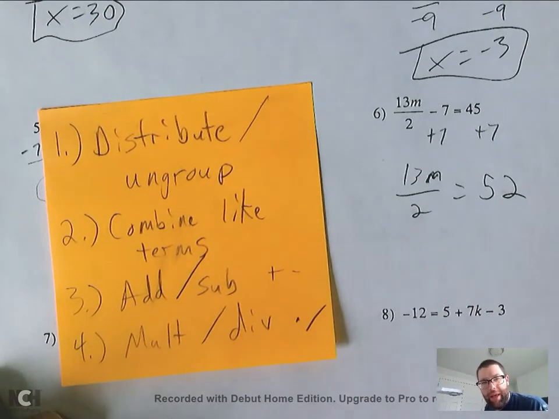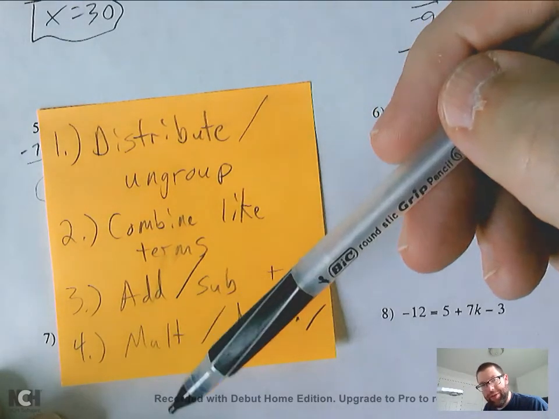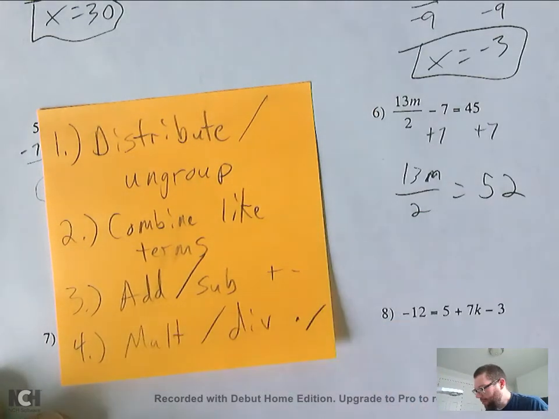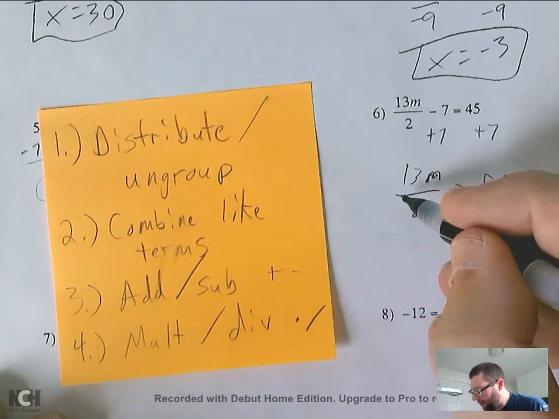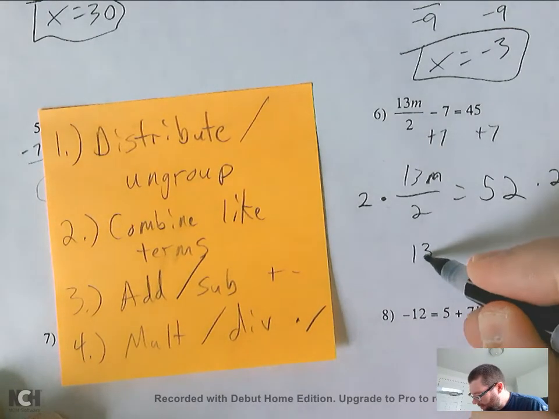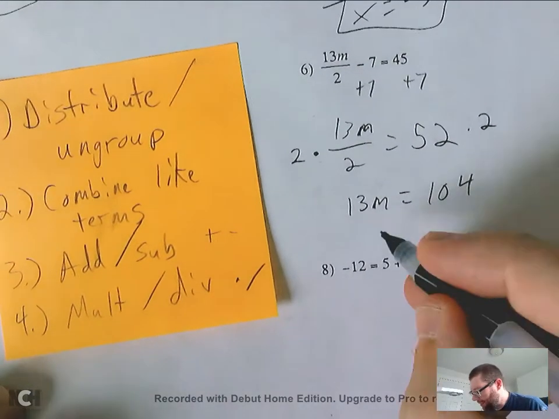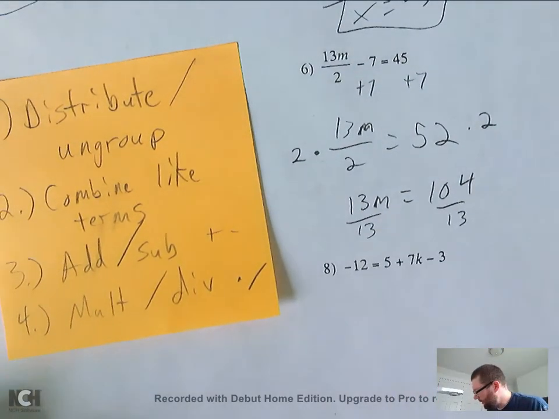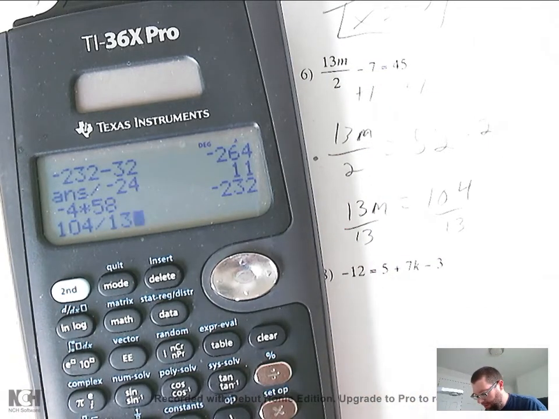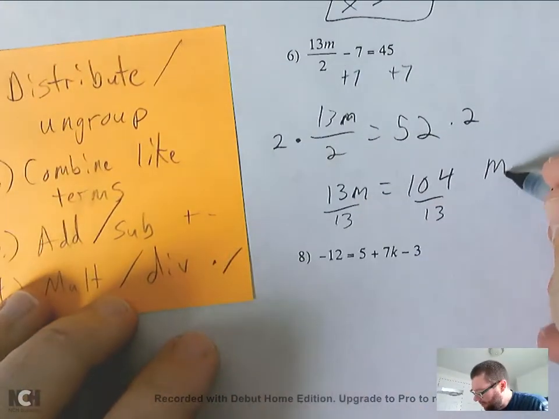Okay? Then, when we think about the order of operations, it goes multiply, divide, right? So to undo those, I'm going to get rid of the divide first, and then the multiply. So I'm going to get rid of this 2 first. So it's dividing, so I'm going to multiply by 2. That gives me 13m is equal to 104. And then the last step is I would divide by 13. And I don't know what that is. 104 divided by 13 is 8 again. So m is equal to 8.